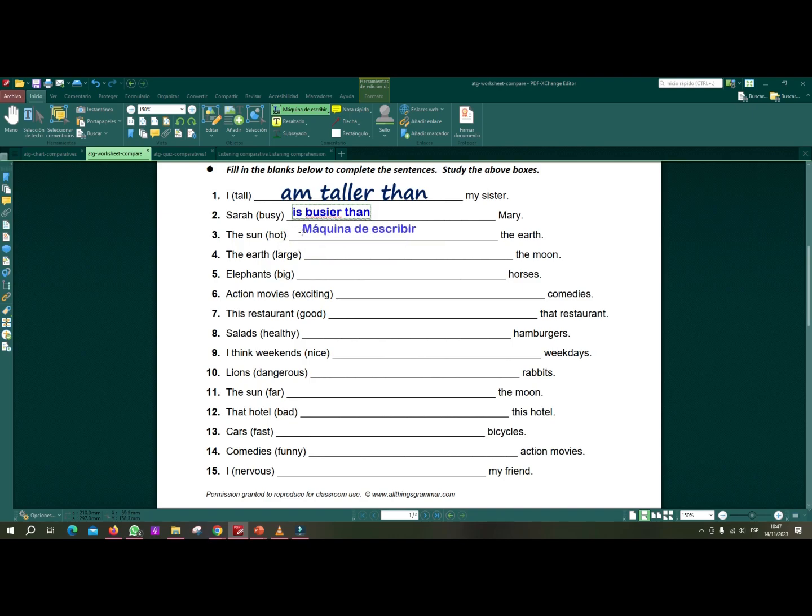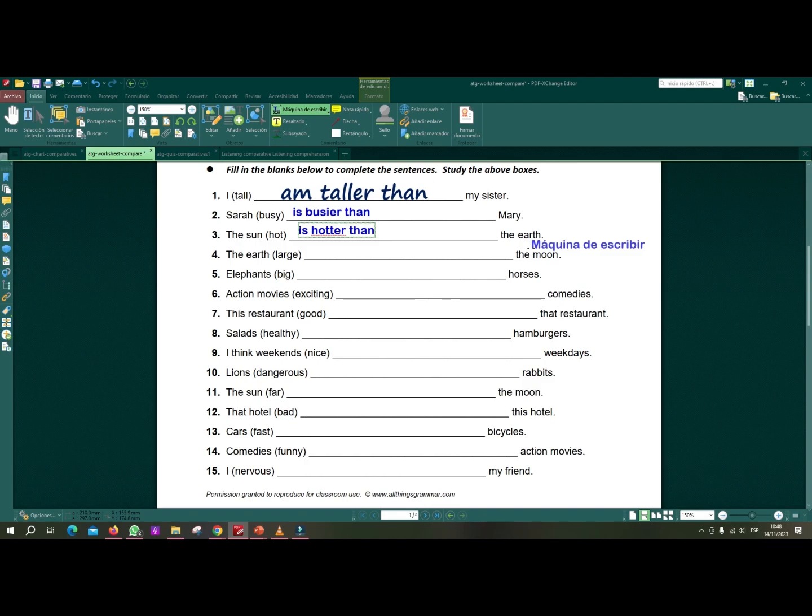Consonant, vowel, consonant. Aquí tenemos otra regla, ¿verdad? Vean. Tenemos consonante, vocal, consonante. Entonces, the sun is hotter. Vamos a duplicar la última consonante y agregar R. And the word than. So, the sun is hotter than the earth. El sol es más caliente que la tierra.